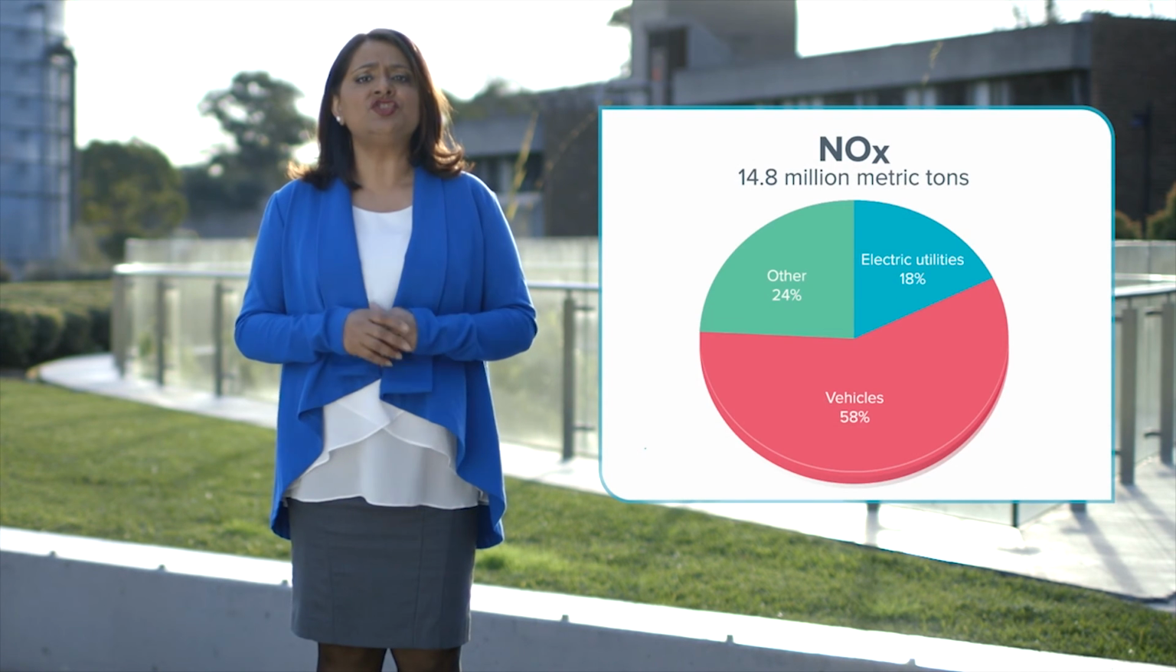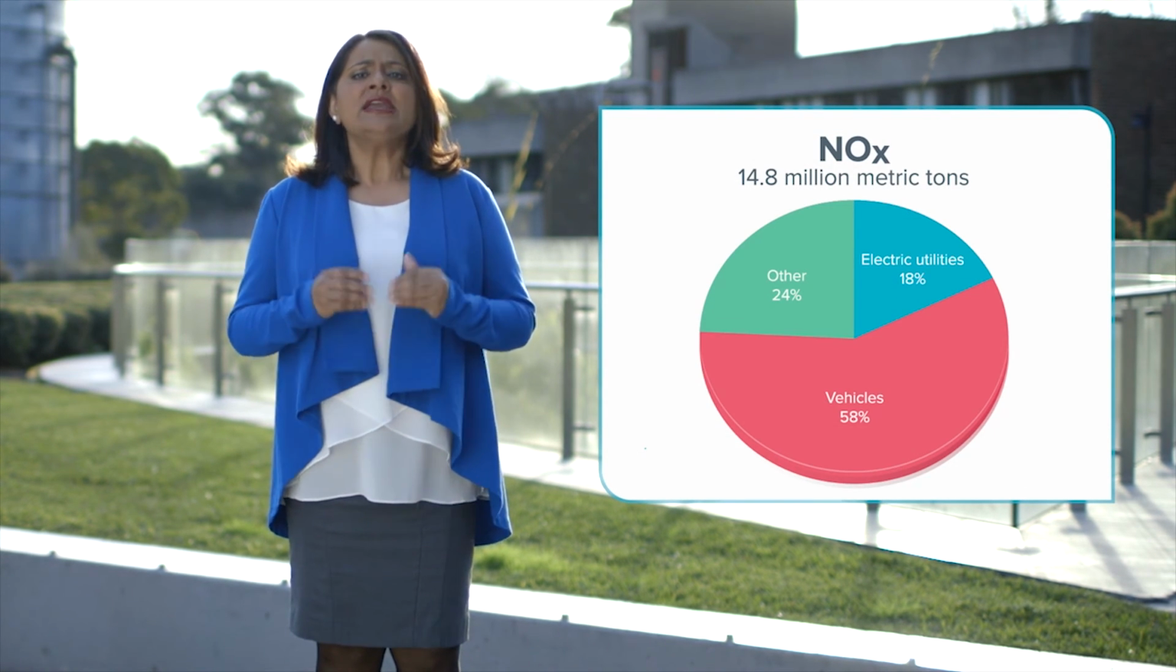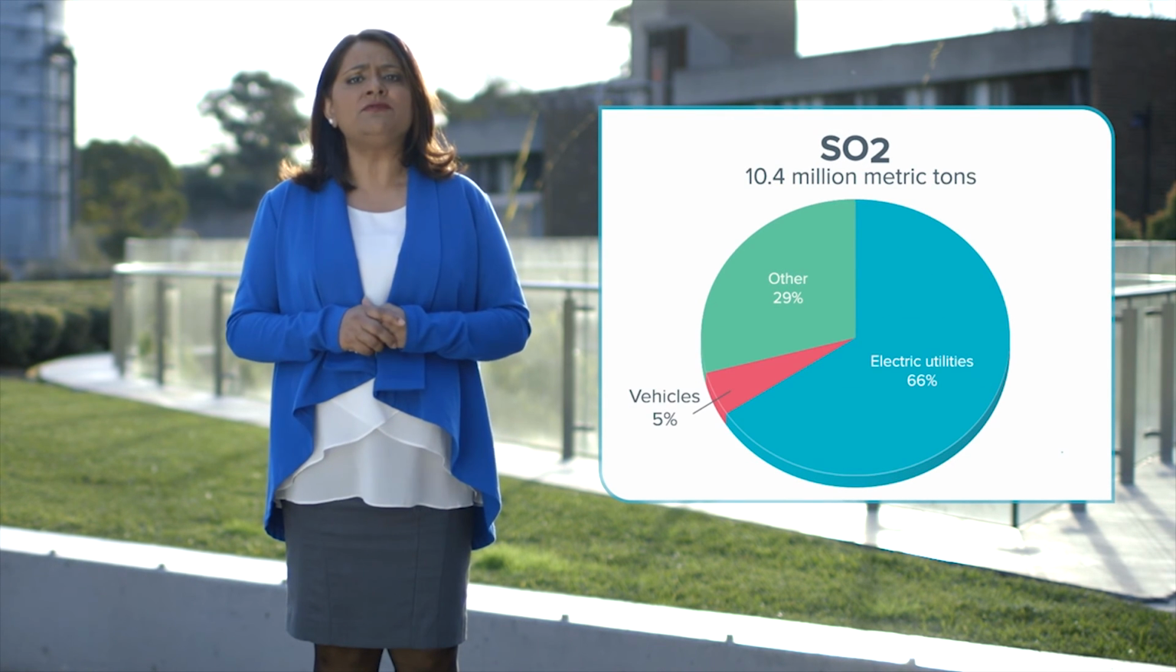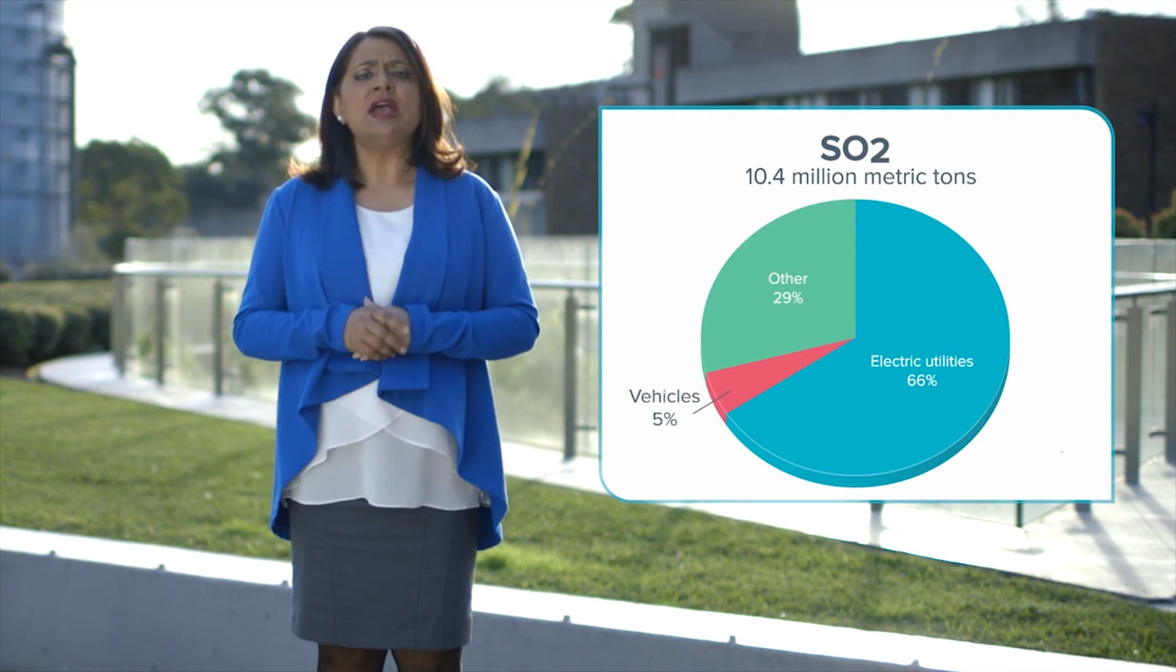Atmospheric chemistry focuses on studying concentration of oxides of sulfur and nitrogen in the atmosphere. Current data shows the largest source of sulfur dioxide to be from electric utilities, while oxides of nitrogen to be from vehicles.